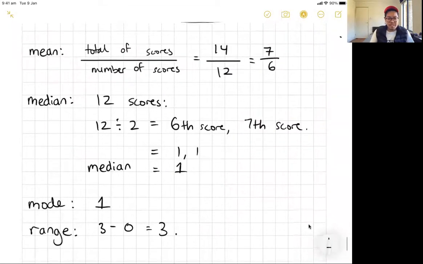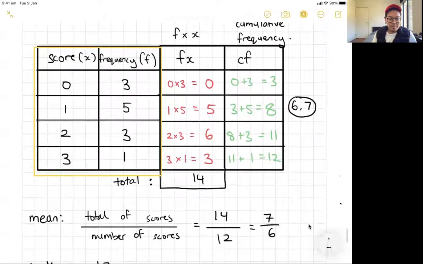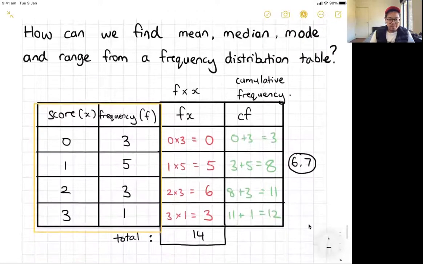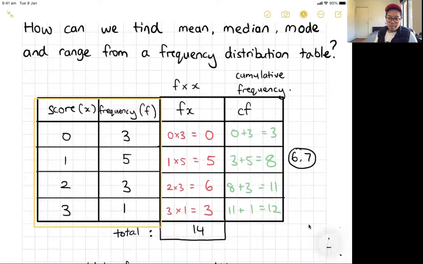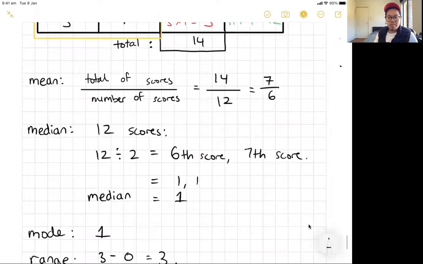Okay, now hopefully this answers some of your questions in how to answer if we've got a frequency distribution table. Right, add your columns, fill them in, and then you should be able to find your mean, median, mode fairly simply.